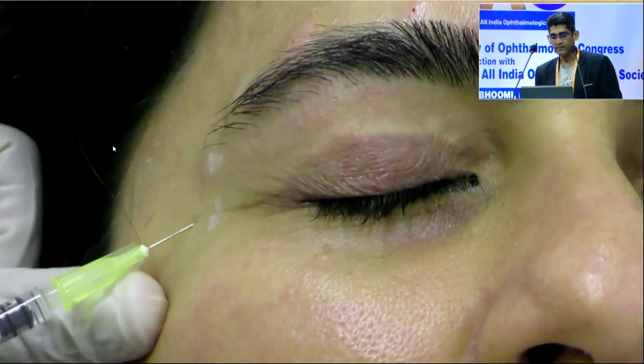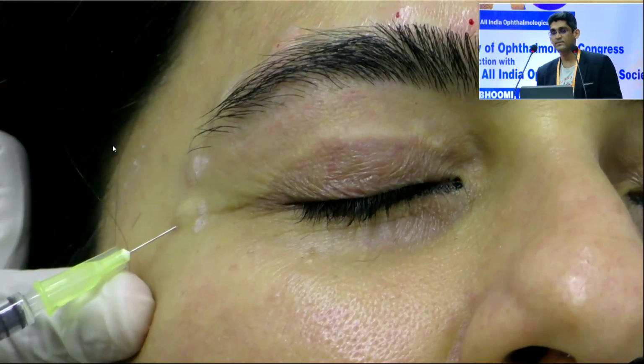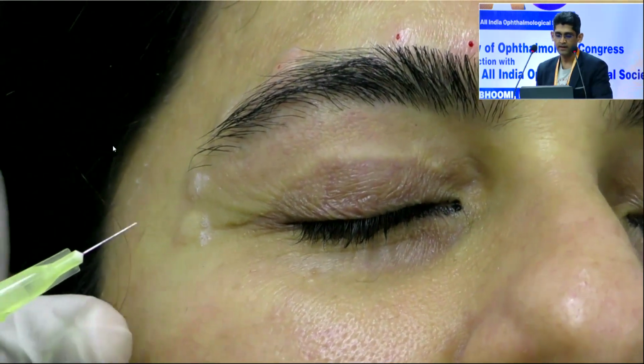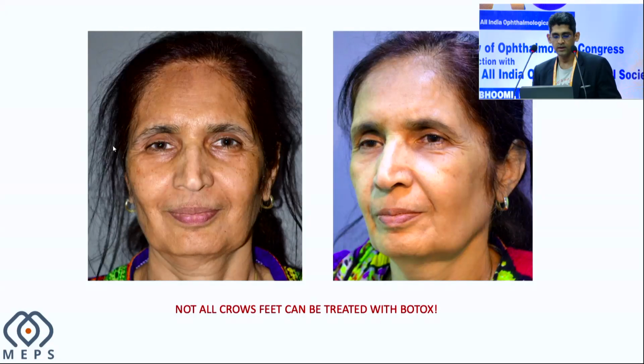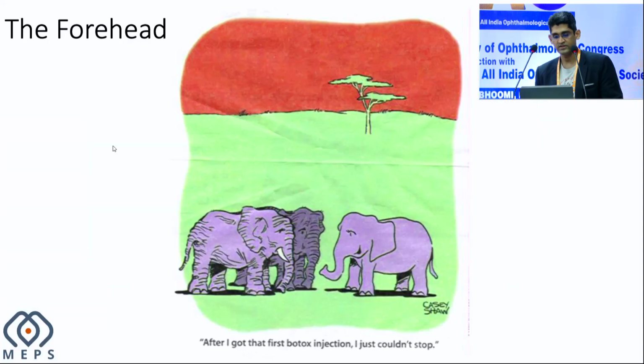Now similarly, I am doing the crow's feet on the other side. So this is basically the injection pattern followed around the periocular region. But you should also know that not all crow's feet can be treated with Botox. Sometimes because of aging, there are wrinkles and changes around the eyes which cannot be treated with Botox. These are static wrinkles and need surgery or filler injections to treat them.